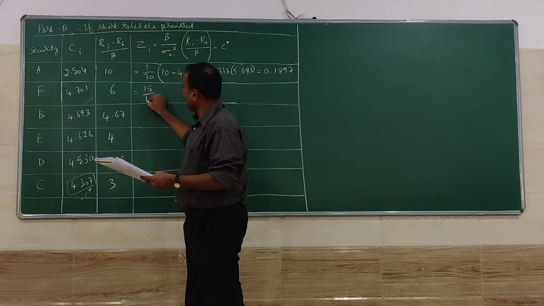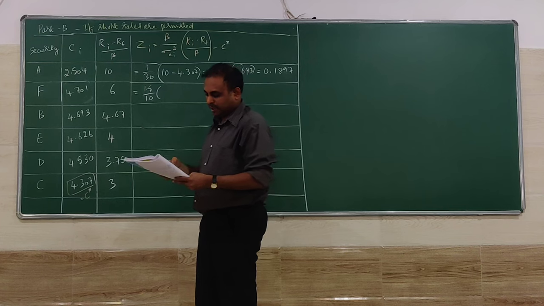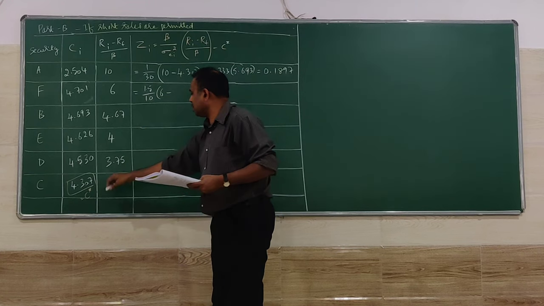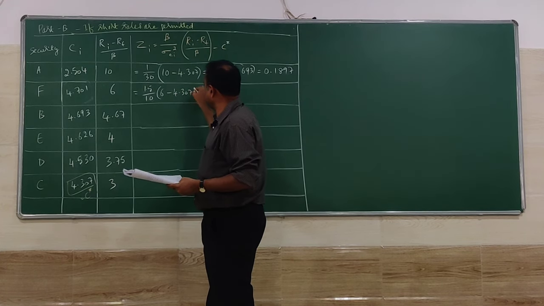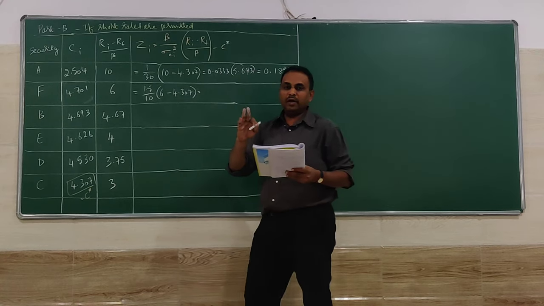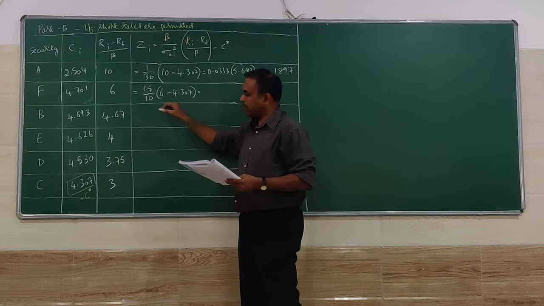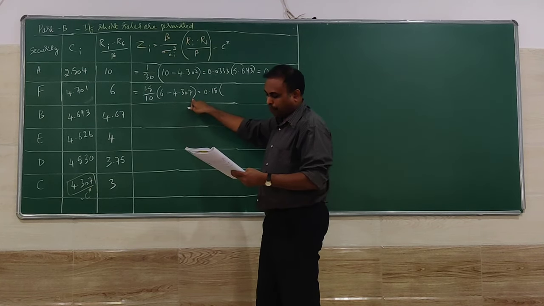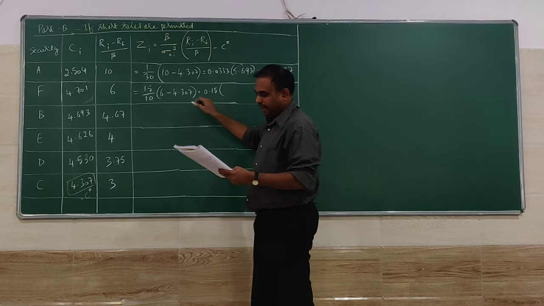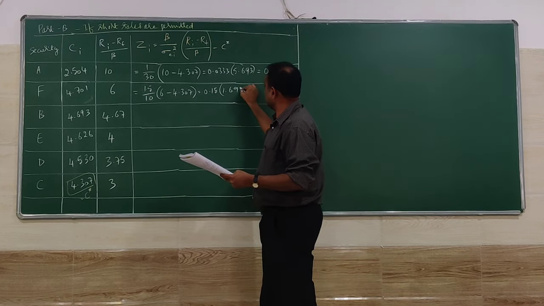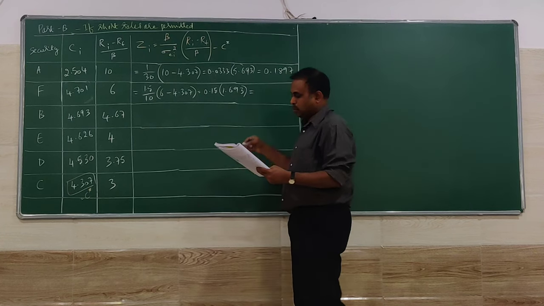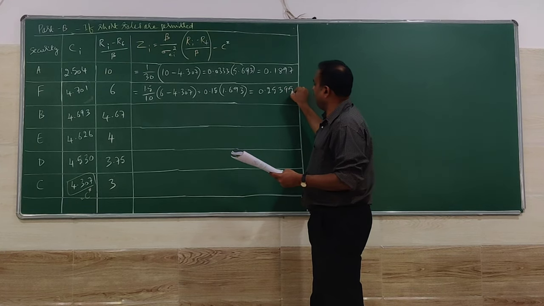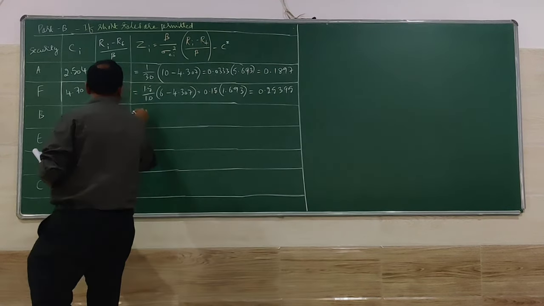Similarly for F, the beta value is 1.5 and the unsystematic risk is 10, then I take 6 minus C star 4.307. Remember, it is only substitution. 1.5 divided by 10 is 0.15, then 6 minus 4.307 is 1.693, which gives us 0.25395.